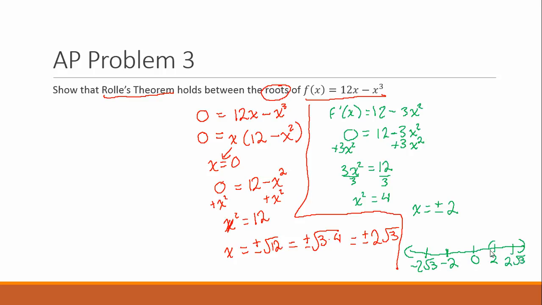And we have shown that the derivative is 0 between the roots. So between these two roots, we have a derivative equal to 0, and between these two roots, we have a derivative equal to 0. And that's it. We're done.